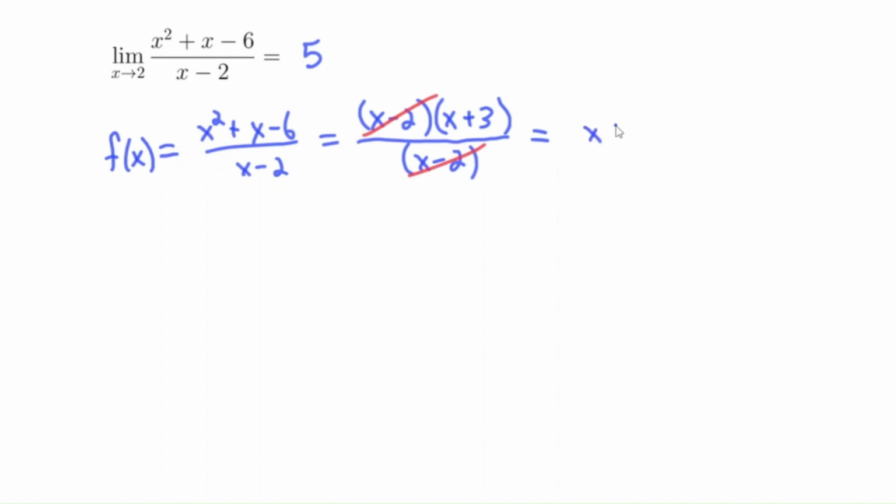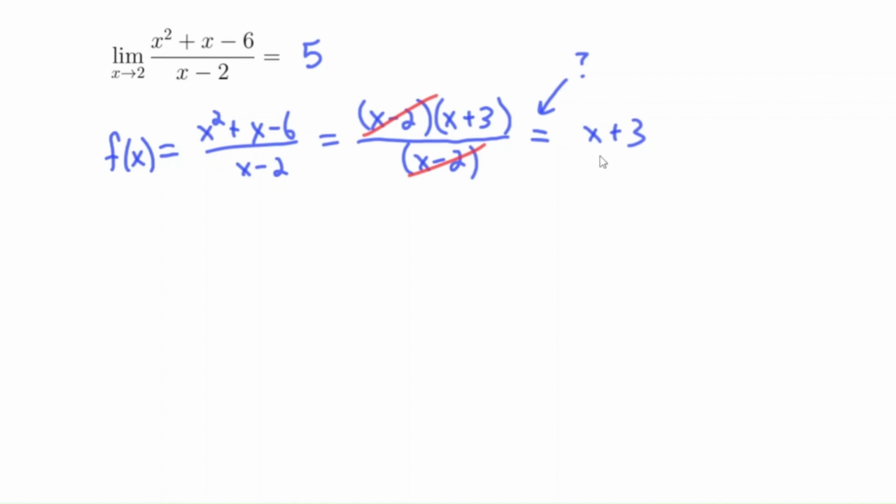Okay, so this simplifies to just be x plus 3. Or could we? Were we supposed to cancel that factor? Could we actually cancel that factor? Is this the same as this for all values of x? Well, it turns out that this is the same as this for all values of x except x equals 2.